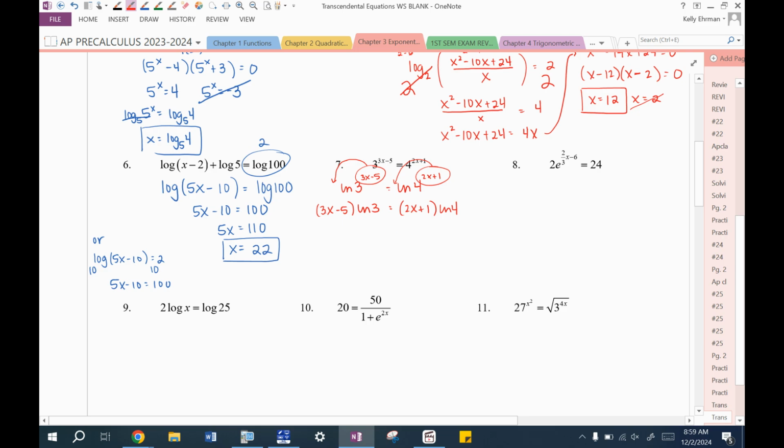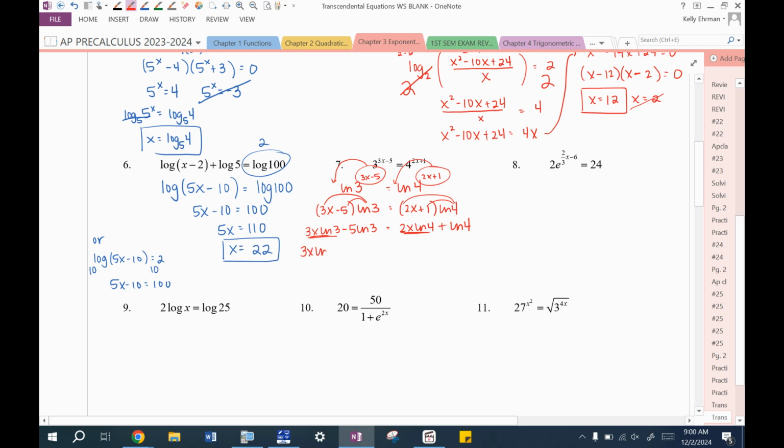And there are x's on both sides of this equation, so to be able to isolate the x's, we need to distribute the natural log of 3 and the natural log of 4 through their parentheses. So 3x natural log of 3 minus 5 natural log of 3 equals 2x natural log of 4 plus natural log of 4. Anything with an x needs to get moved to the same side. It doesn't matter which side you move to. I'm going to move to the left.